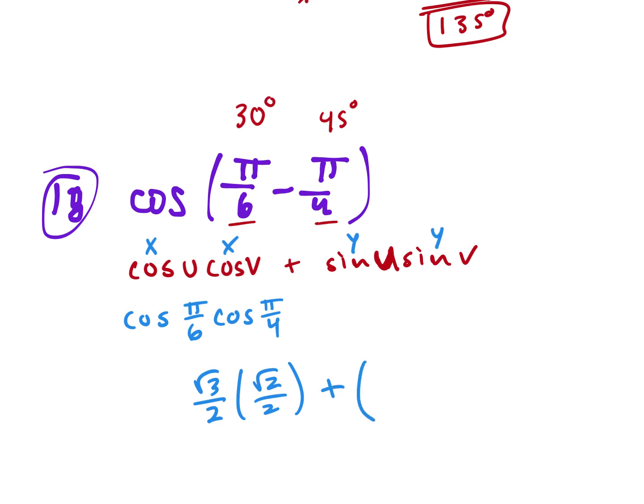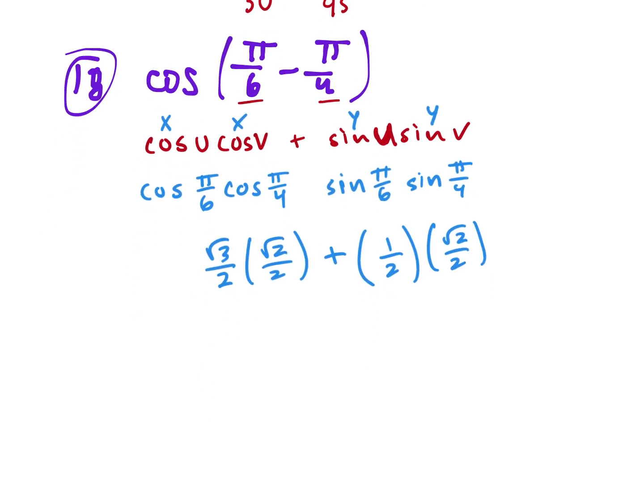Then we have plus. At sine of pi over 6, what's our sine value? So what's the y value at pi over 6? 1/2. And what's the y value at pi over 4? Root 2 over 2. So when multiplying, we multiply straight across. So we get square root 6 over 4. Multiply straight across. Square root 2 over 4. And then we can just add them together. So square root 6 plus square root 2 over 4.